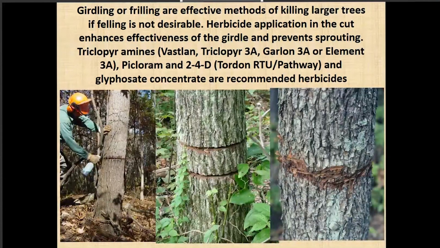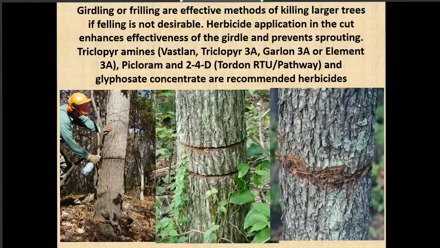Girdling and frilling are effective methods of killing some of our larger trees and in some cases even large shrubs. Normally, though, if we've got a tree that's 6 inches or more in diameter, that may be suitable for girdling. Those are oftentimes a little harder to fell, or we may decide we don't want to fell them because we're going to put more slash on the ground, or we're going to be doing damage to other standing trees in the area. And so it's just easier and more effective to do the girdling technique.